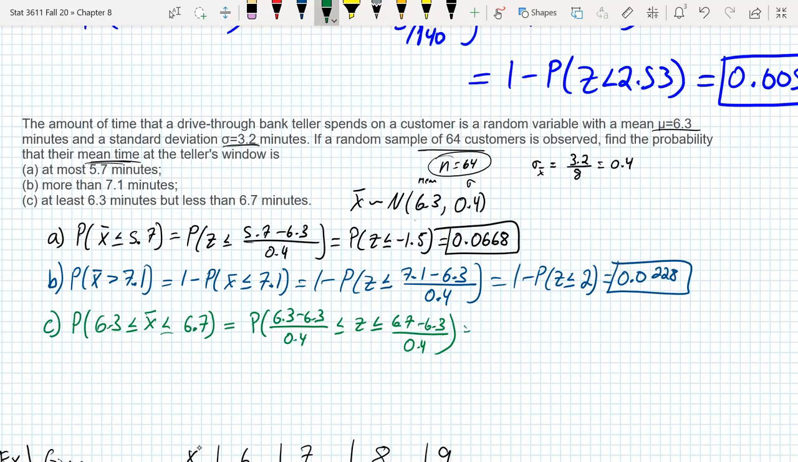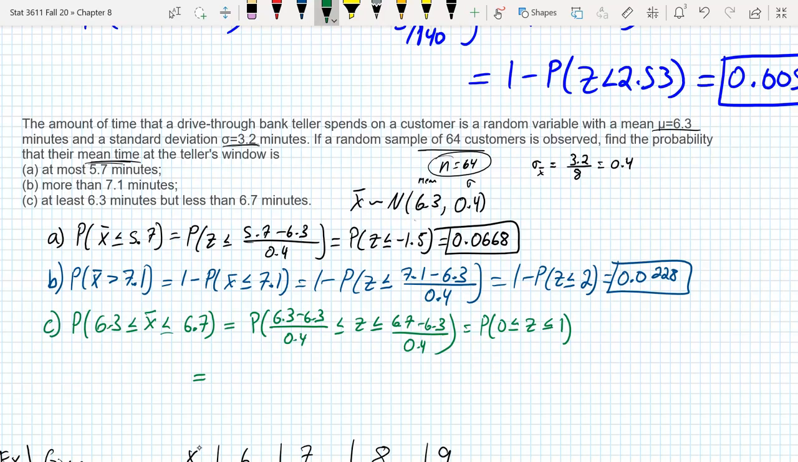Let's simplify what we have inside here. 6.3 minus 6.3, that is 0 on the left. So we have 0 less than or equal to z. And then 6.7 minus 6.3, well, that's just 0.4, divided by 0.4. These are some really nice numbers here. Probability that a standard random variable z is between 0 and 1. Remember, we can always draw a picture to help figure out what this area is that we want.